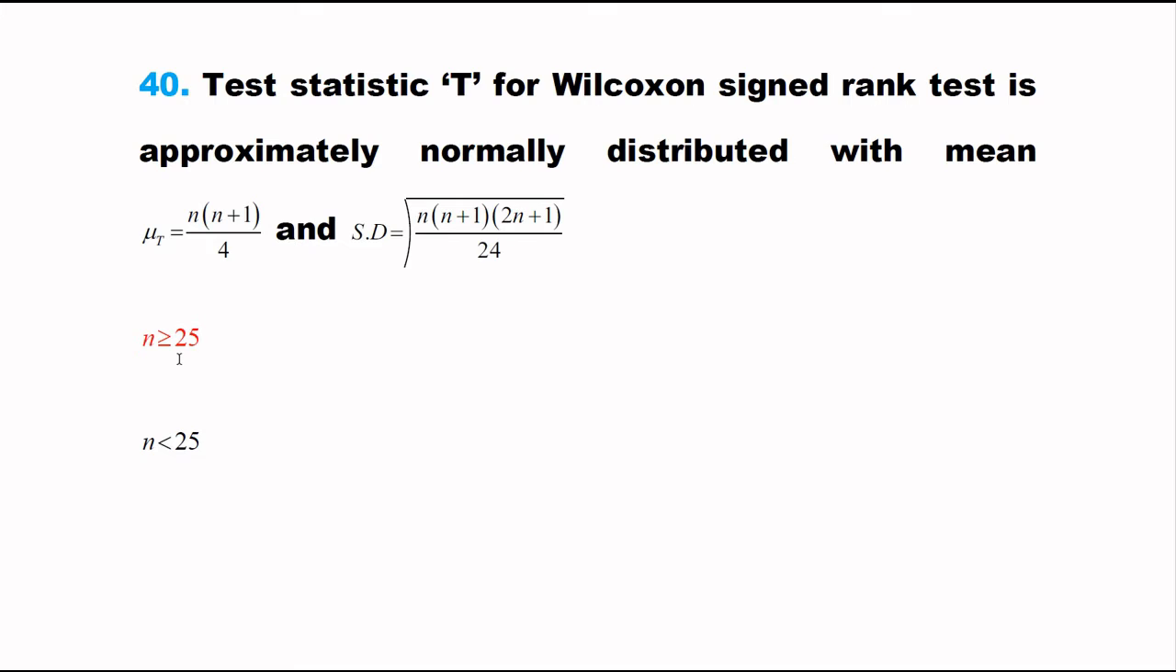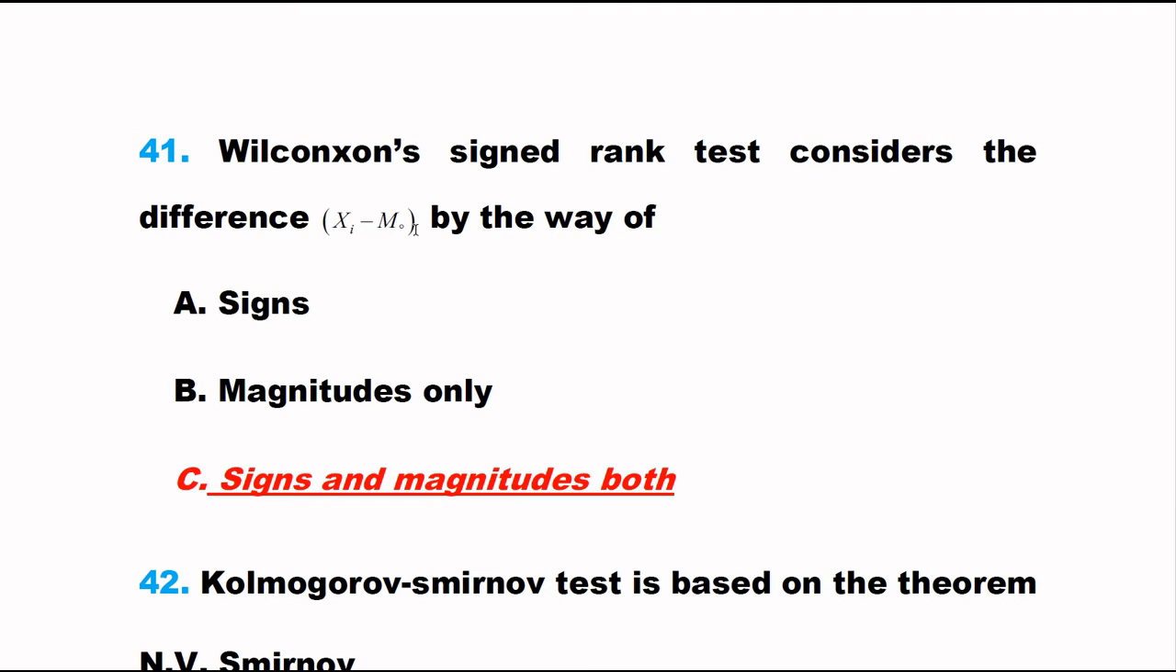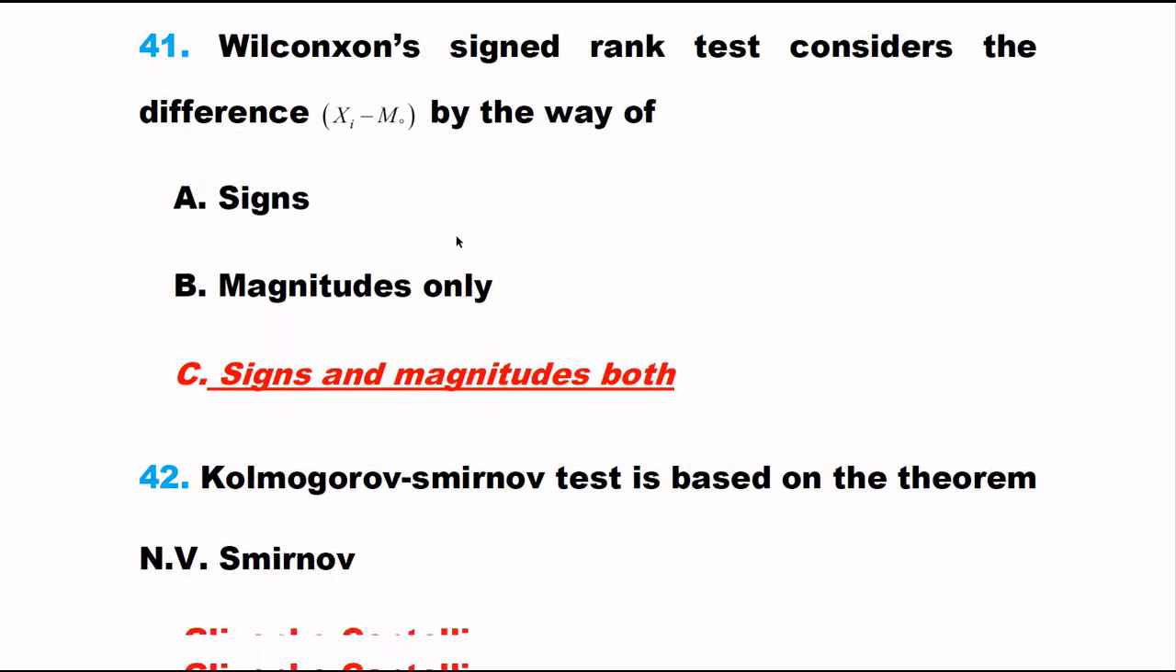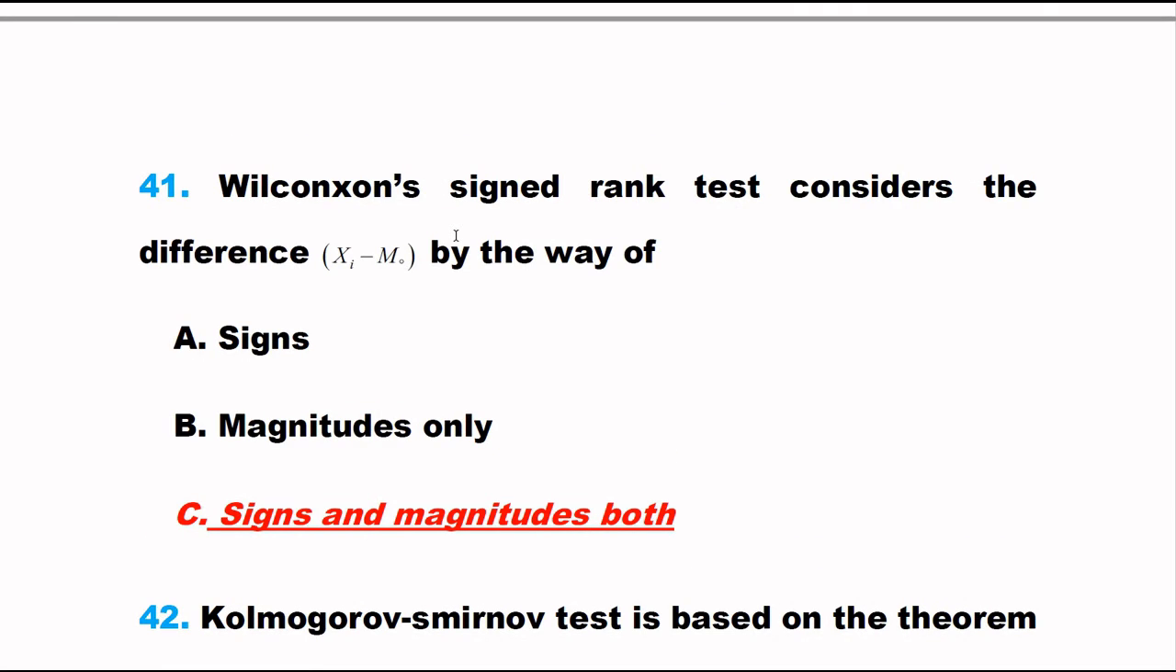If small n is less than 25, then we use the test statistic T, and when it is greater than 25, the Wilcoxon signed rank test approaches the normal distribution, and we use the normal distribution with this mean and standard deviation. The Wilcoxon signed rank test considers the difference xi minus m naught by way of sign and magnitude both, while in the sign test we simply consider the signs.